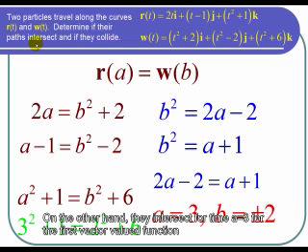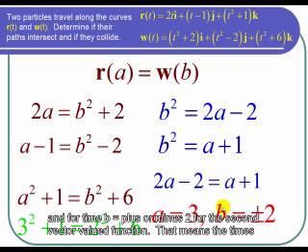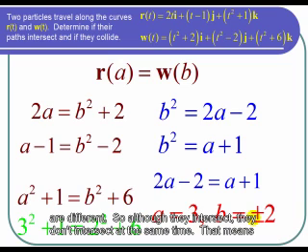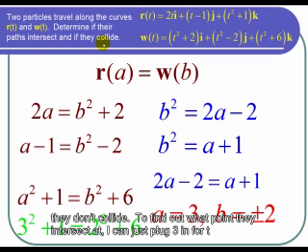On the other hand, they intersect for time a equals 3 for the first vector-valued function, and for time b equals plus or minus 2 for the second vector-valued function. So that means the times are different. Although they intersect, they don't intersect at the same time. So that means they don't collide.